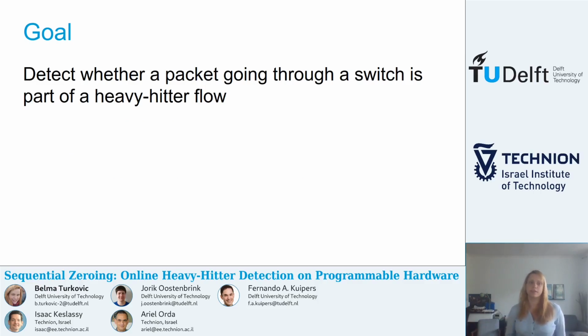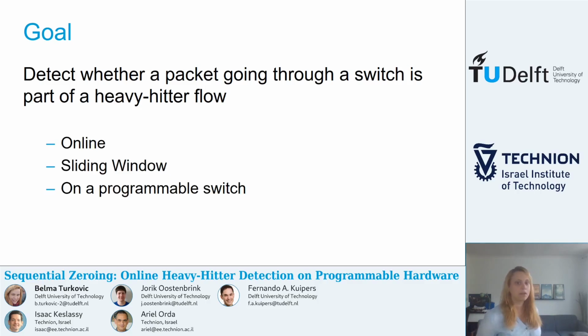In addition to this, we set a few other goals that I would wish to emphasize here. First, we wanted to do so online. So we wanted to be able to deploy our algorithms on the switches themselves. This way, the switch can make a decision or apply custom actions on the packet depending on whether the packet belongs to a heavy hitter flow or not.